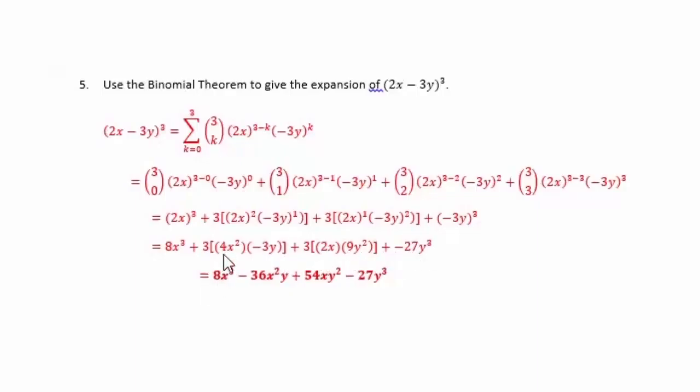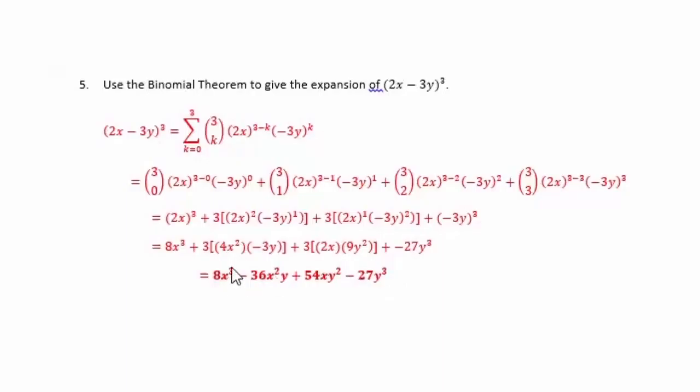Remember, whenever we have algebra, we put the coefficients out in front. Make sure you have the correct sign. Double check those as you go through these steps. Instead of plus negative 27y cubed here at the end, I just put minus 27y cubed, but I would accept plus negative 27y cubed. So this is what the answer should be: 8x cubed minus 36x squared y plus 54x y squared minus 27y cubed.